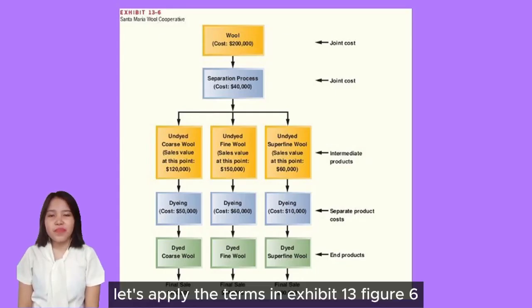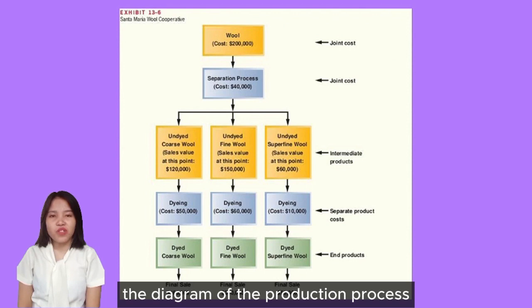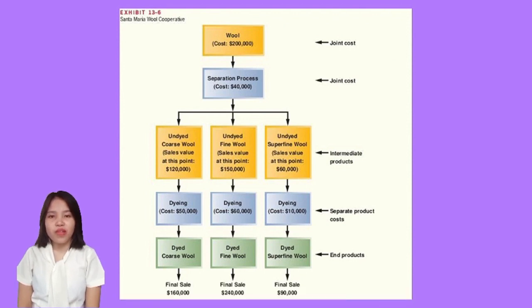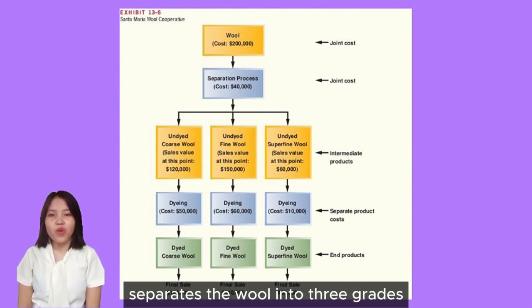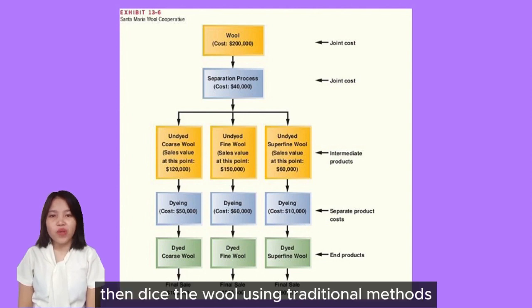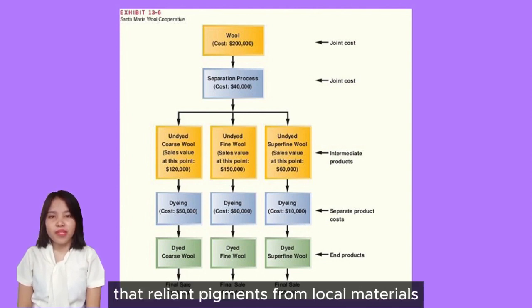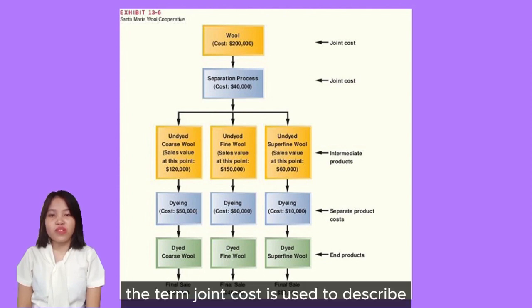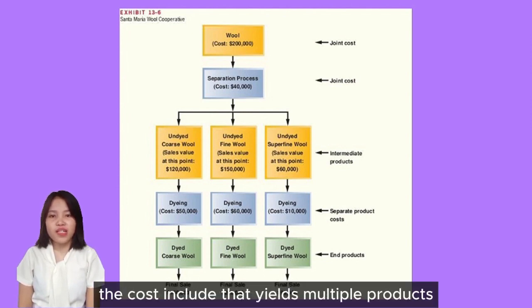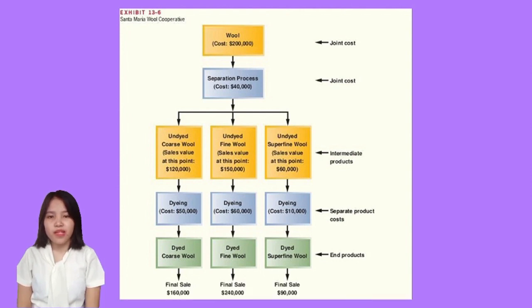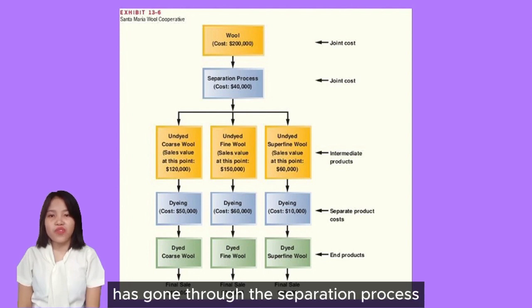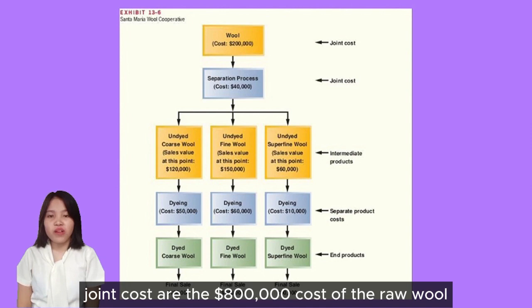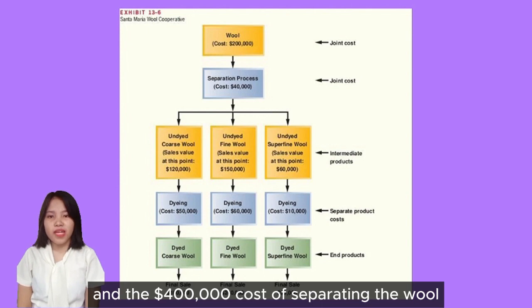Let's apply the terms in Exhibit 13, Figure 6, the diagram of the production process at Santa Maria Wool Cooperative. The company buys raw wool from local sheep herders, separates the wool into 3 grades, coarse, fine, and superfine, then dyes the wool using traditional methods that rely on pigments from local materials. The term joint cost is used to describe the cost incurred that yields multiple products up to the split-off point. The split-off point does not occur at the Santa Maria Cooperative until the raw wool has gone through the separation process. Joint costs are the $200,000 cost of the raw wool and the $400,000 cost of separating the wool.